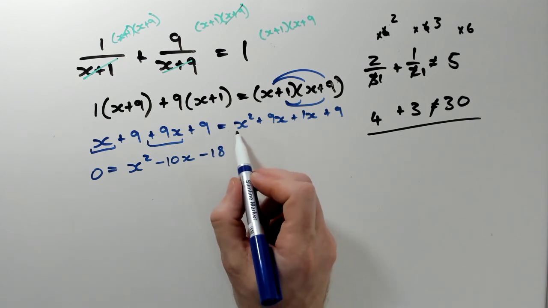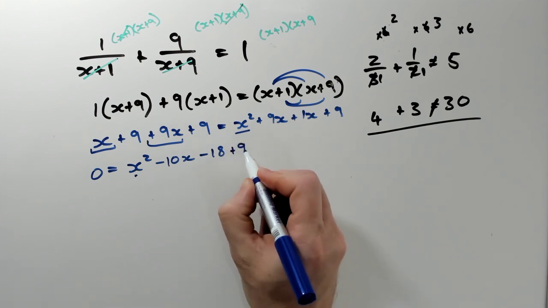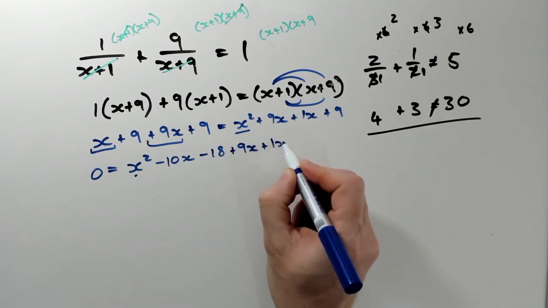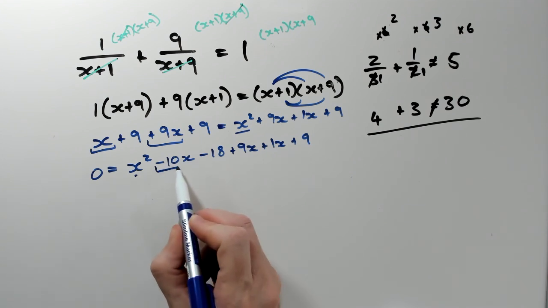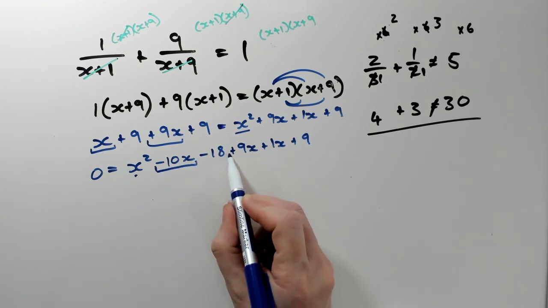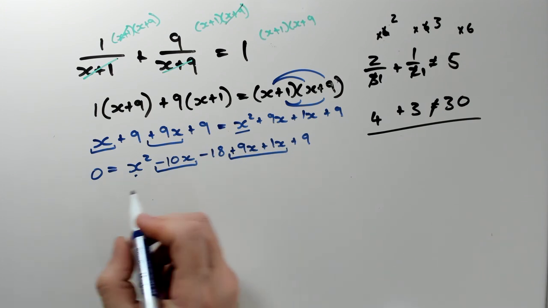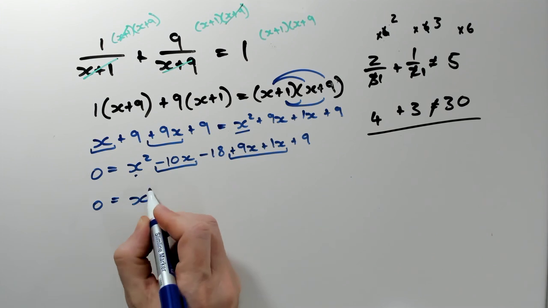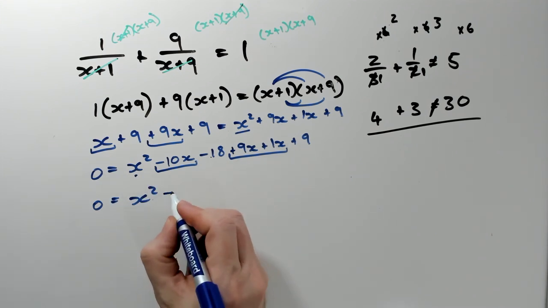And then, okay, so that one is already there. And then I have a plus 9x here, plus a 1x, and plus a 9. And then the minus 10x, and that is plus 10x. That's going to kind of cancel each other out. So I'm going to be left with x squared minus 18 plus 9, which is going to be minus 9.